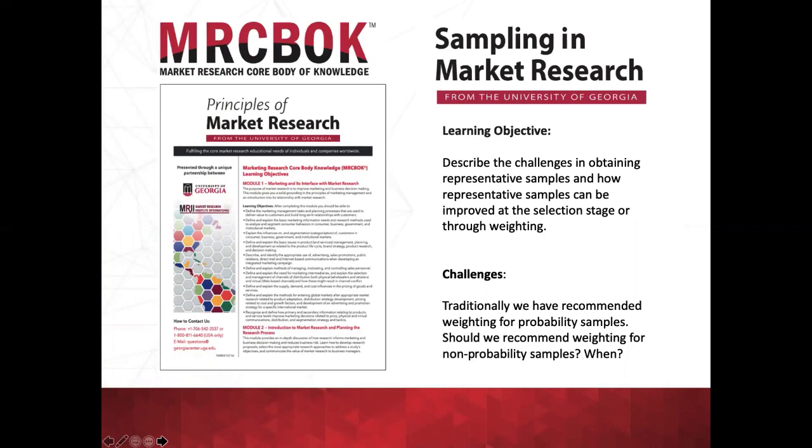So the reason I started to do this research is we have this document called the Market Research Core Body of Knowledge with the most practical things that we think every market researcher should know. And one of those has a learning objective about describing the challenges in obtaining representative samples and how those samples can be improved at the selection stage through weighting. And we update this periodically. We're just updating this for the fall, MRC BOK 2019. It's the 25th anniversary of it.